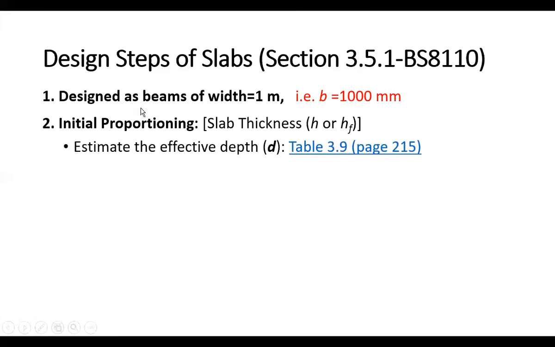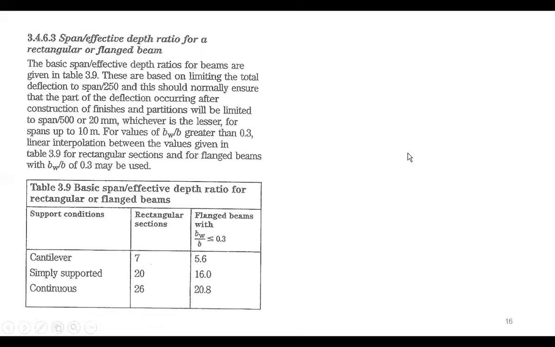We have to start by estimating the effective depth. How to get the depth? We get it from table 3.9, and this is page 215 in the BS8110. And let's go and see what this table 3.9 is. This table 3.9 gives you something called the basic span to effective depth ratio for rectangular or flanged beams. And we are going to use this also for slabs, but by adding something called a modification factor.